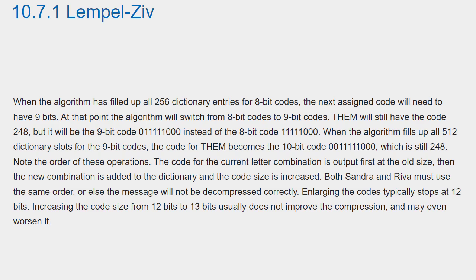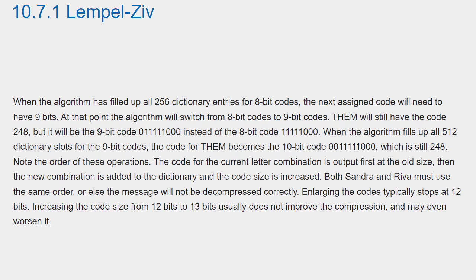When the algorithm fills up all 512 dictionary slots for the 9-bit codes, the code for THEM becomes the 10-bit code 0011111000, which is still 248. Note the order of these operations. The code for the current letter combination is output first at the old size, then the new combination is added to the dictionary and the code size is increased. Both Sandra and Riva must use the same order, or else the message will not be decompressed correctly.